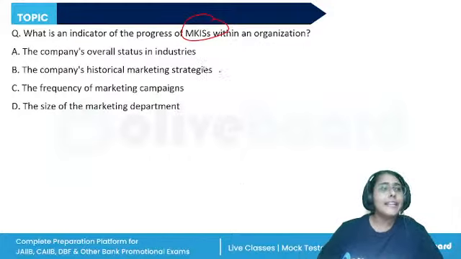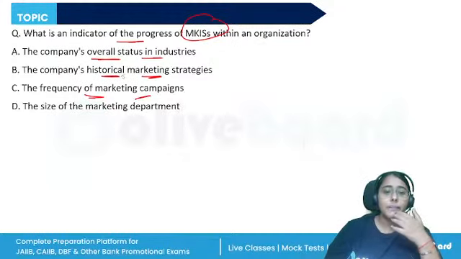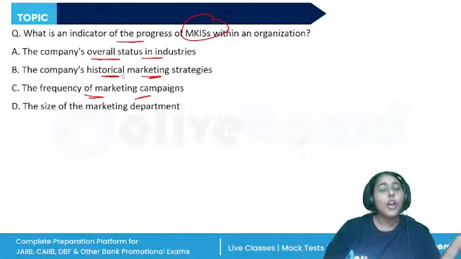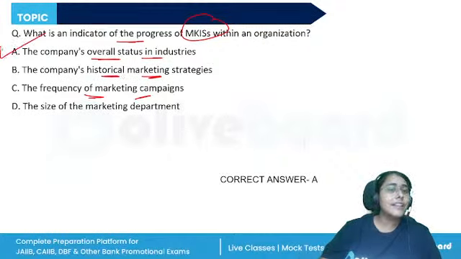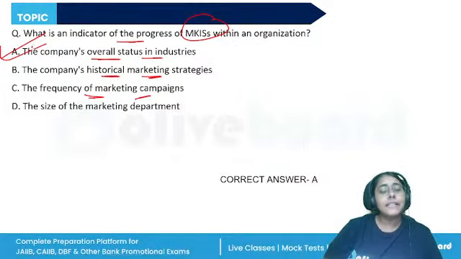So, what is an indicator of the progress? The company's overall status, company's historical marketing strategies, frequency of the marketing campaigns, or the size of the marketing department. What is an indicator of the success of the progress? When the company's overall status in the industry improves, it means that the company is taking or implementing a good marketing information system.